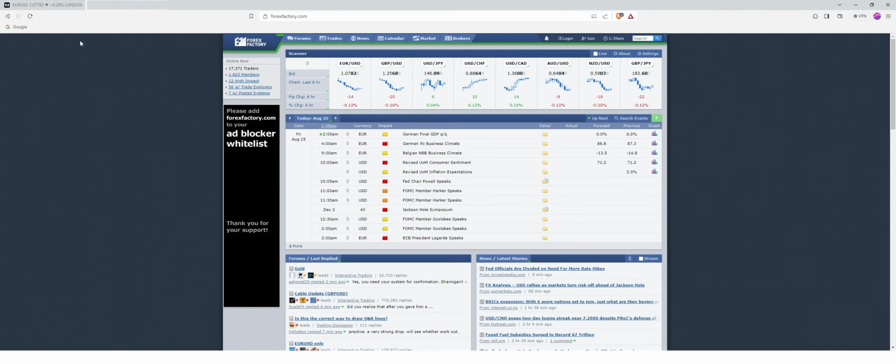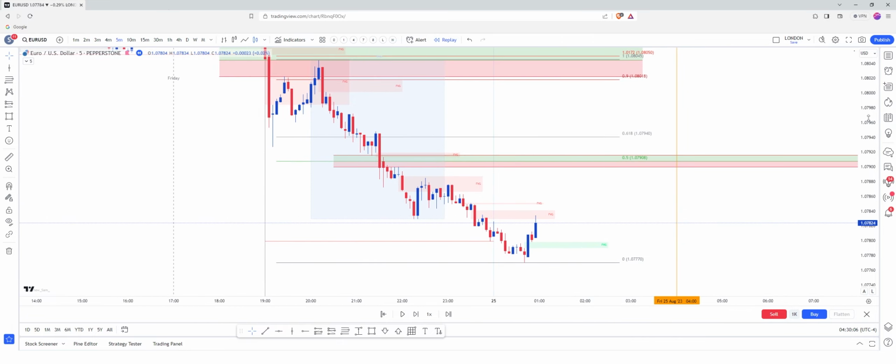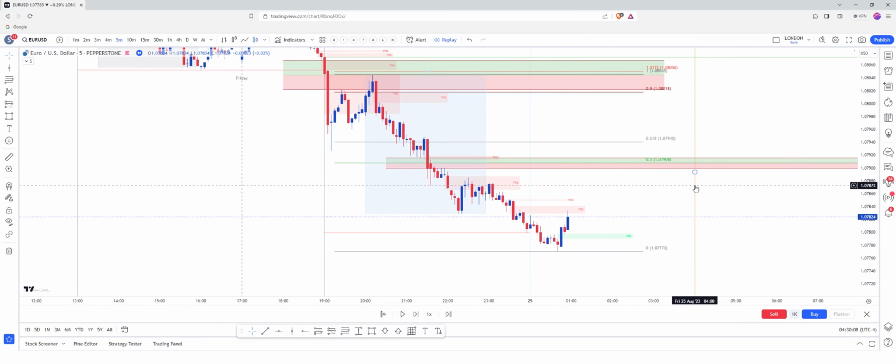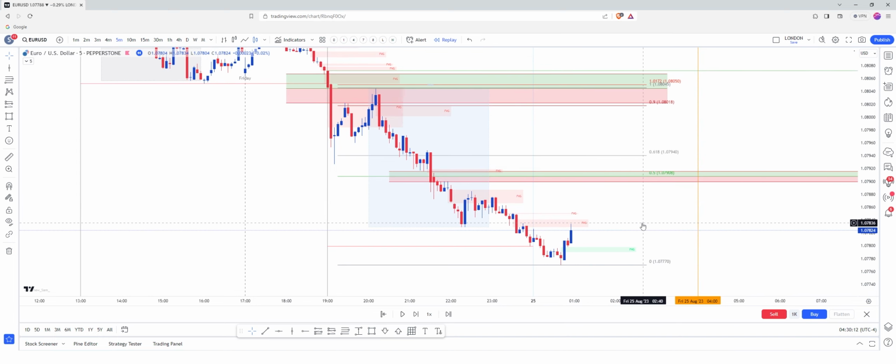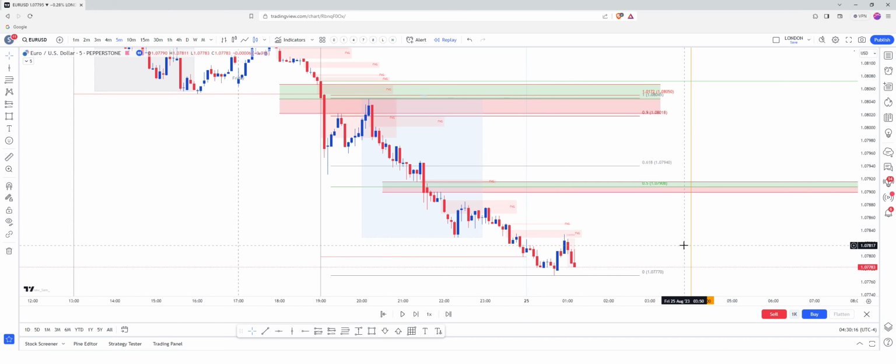One thing to note this morning is that we do have red folder news dropping on the euro at 4 AM. I'm going to drop that on the chart so that we don't forget it. So 4 AM here we have red folder news. So I want to be avoiding getting into a trade 15 minutes either side of the news. Let's skip forward now and see how we get on.